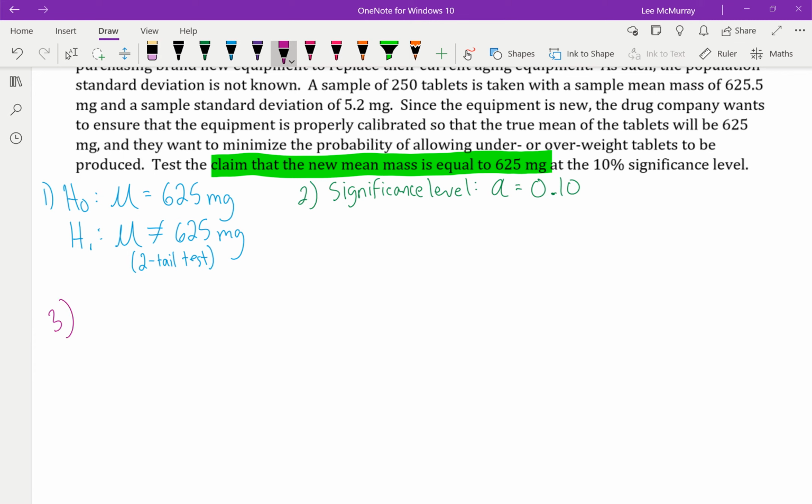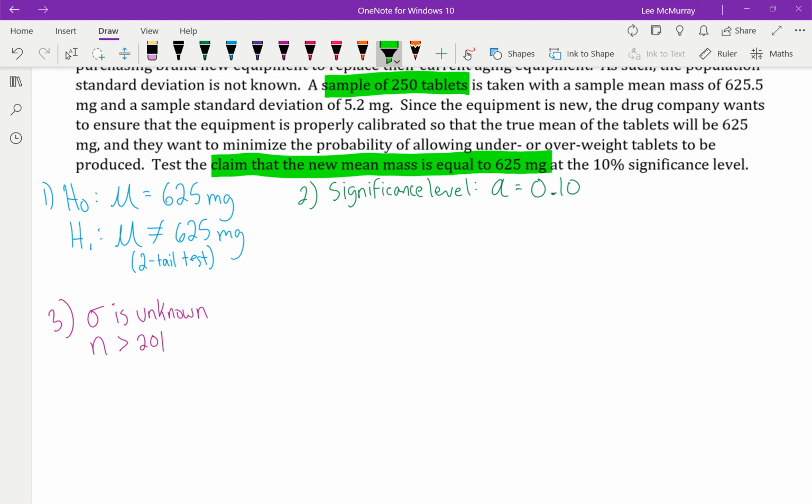So for 3, this time our standard deviation is unknown, right? So you may be thinking, oh, we have to do the t-distribution, but actually, because n is greater than 201, remember that's our other requirement. It could be one or the other, or both. So in this case, the standard deviation is not known for the population, but n is greater than 201 because we have a sample of 250 tablets.